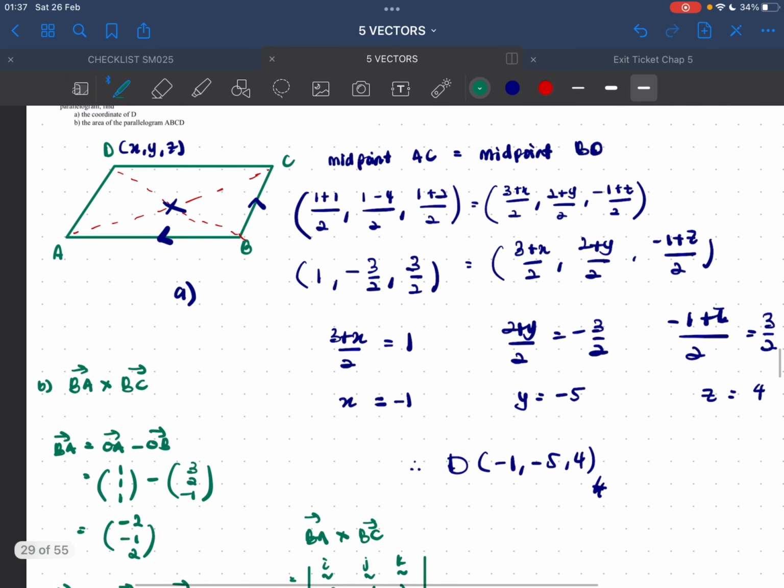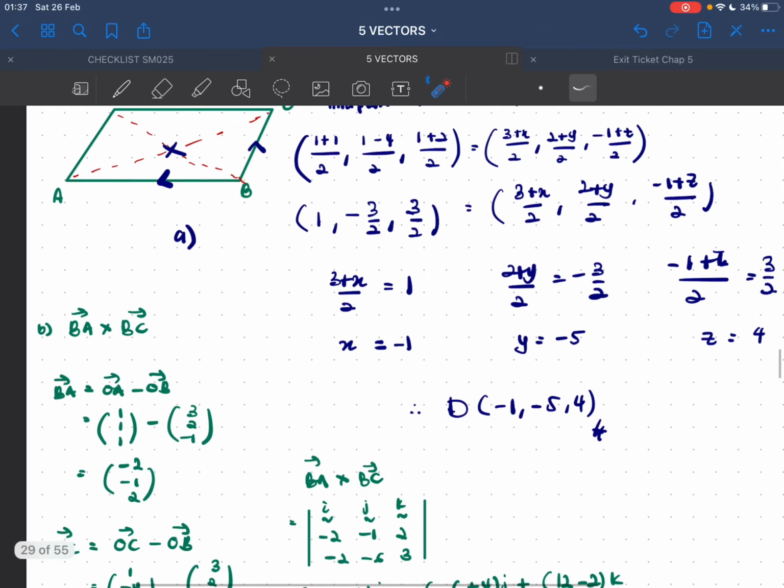So just choose one point. Let's say you want to choose from B, find direction vector BC, find direction vector BA, find the cross product. Okay, you can also choose from point C. Find CD, find CB, find the cross product. Okay, at any point you can use.